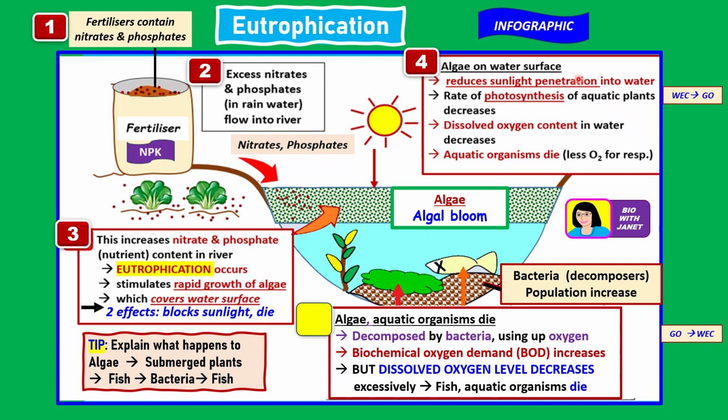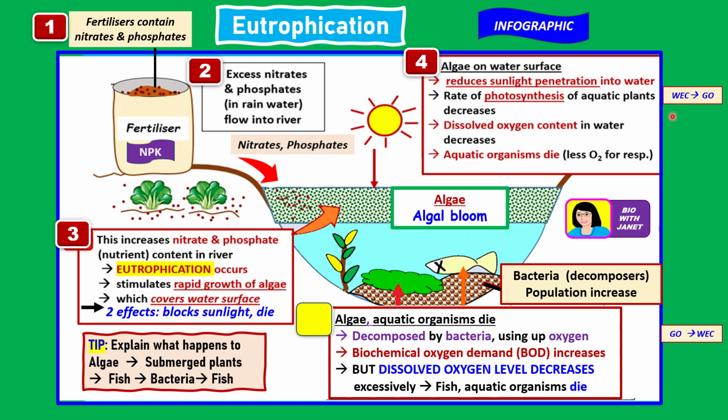The algae on the water surface will reduce the sunlight penetration into the water because they block out the sunlight, right? So submerged plants under the water surface, the aquatic plants, cannot receive enough sunlight for photosynthesis. So when the rate of photosynthesis of these plants decreases, they will die, and also they won't release so much oxygen into the water when the rate of photosynthesis decreases.